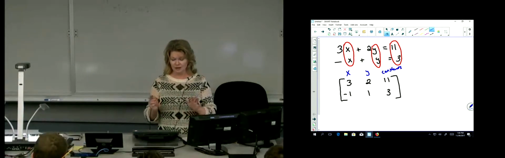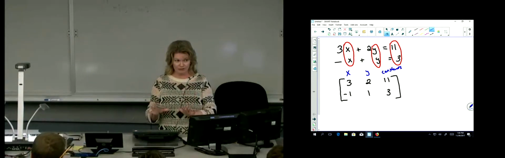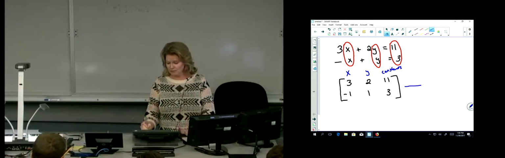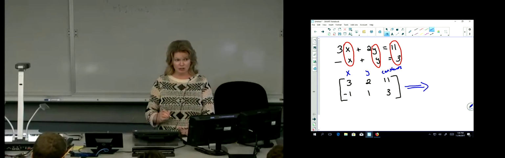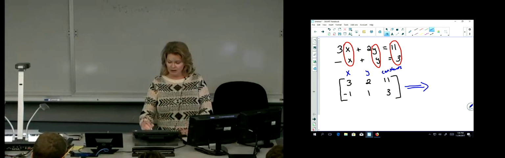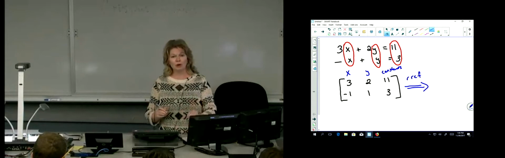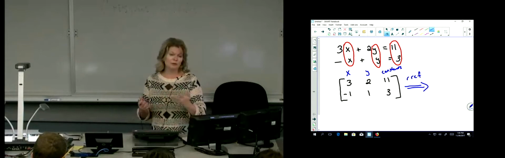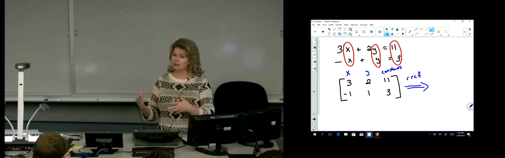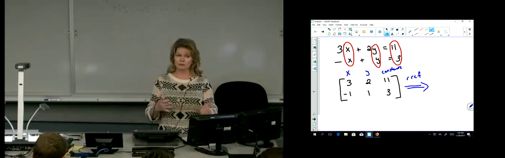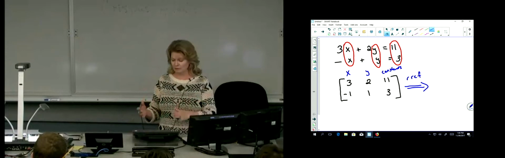Okay? So it has to look like that for this to work. We're going to put this in our calculator, and I'm going to show you how. RREF, this is called reduced row echelon form. You don't have to know those words, but I'm just telling you what the RREF stands for. It's called reduced row echelon form.